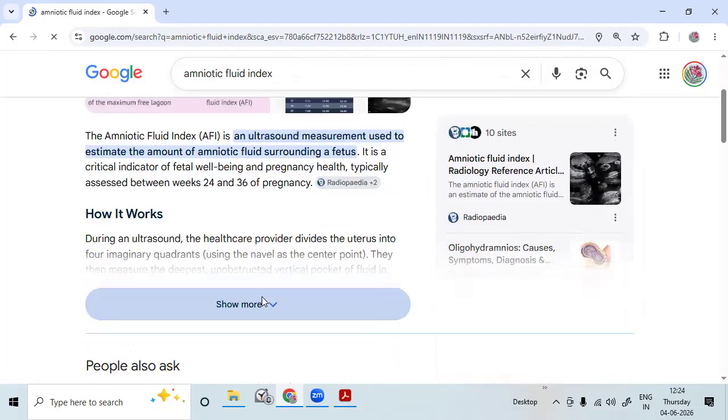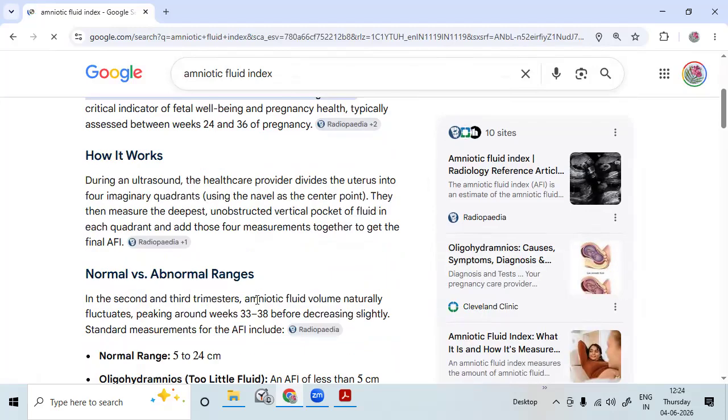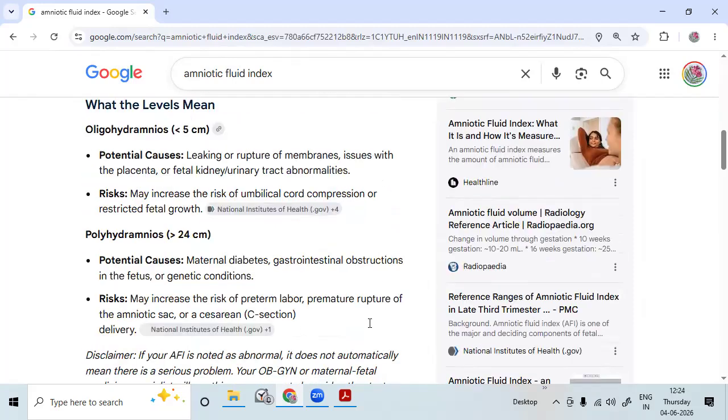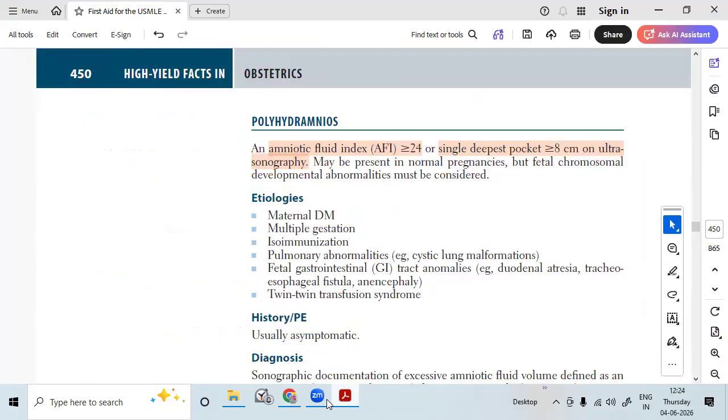Four measurements are added together to get the final value. The normal range is 5 to 24 centimeters. Less than 5 is too little, and greater than 25 is too much. So polyhydramnios may be present in normal pregnancies, but fetal chromosomal or developmental abnormality must be considered.